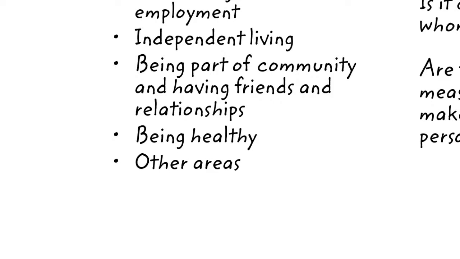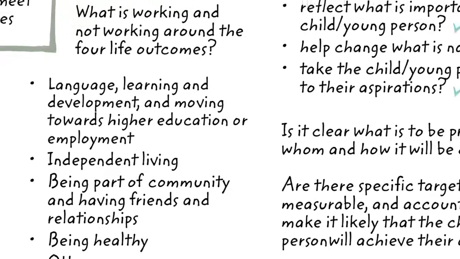And there may be things that are working and not working in other areas of the child or young person's life that also need to be included as outcomes. You develop the outcomes by starting with aspirations, then looking at what's working and not working, and reflecting on what's important to the child or the young person, and they use all of this to develop a draft outcome.